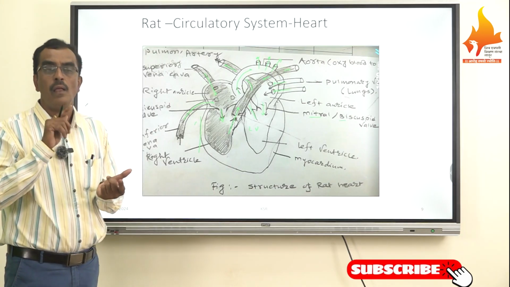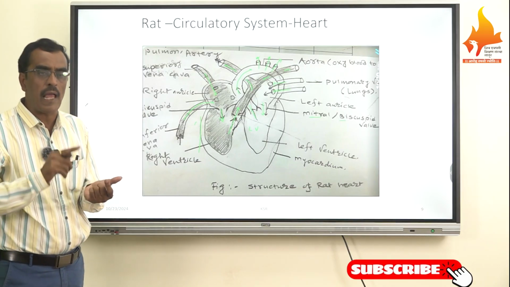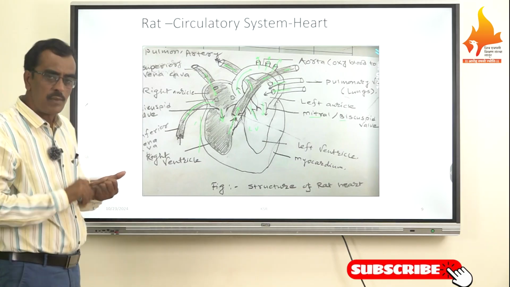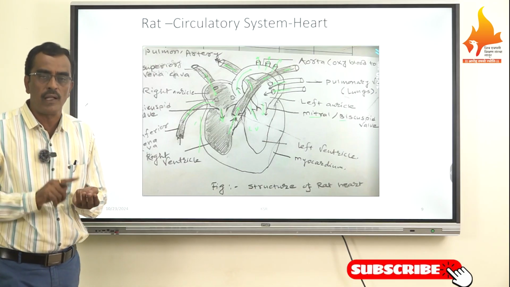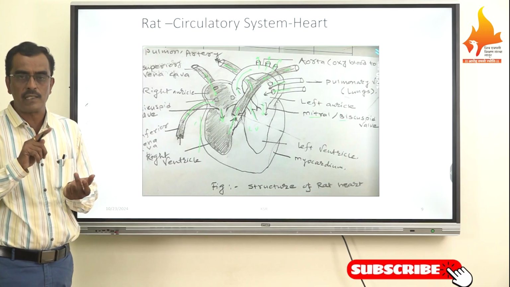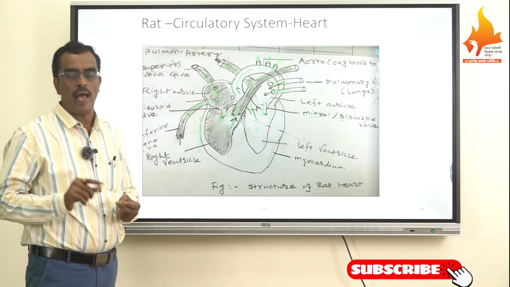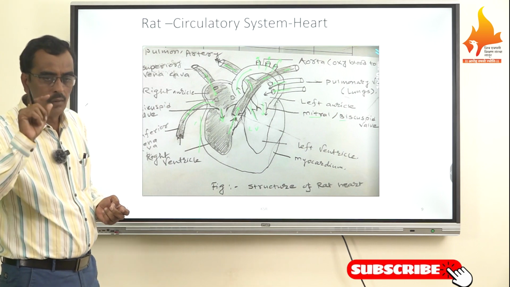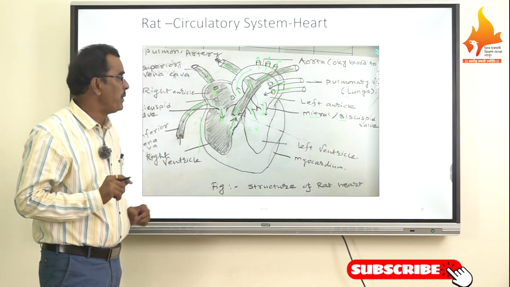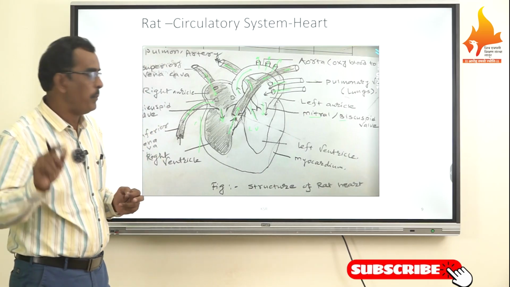Cardiac muscles are there. Heart is having the pericardium. The pericardium is internally having the pericardial fluid. Heart is made up of 4 chambers, 2 auricles and 2 ventricles. Auricles are separated by the interauricular septum. Ventricles are separated by the interventricular septum. Right auricle and right ventricle are guarded by the tricuspid valve. Left auricle and left ventricle are guarded by the mitral valve.